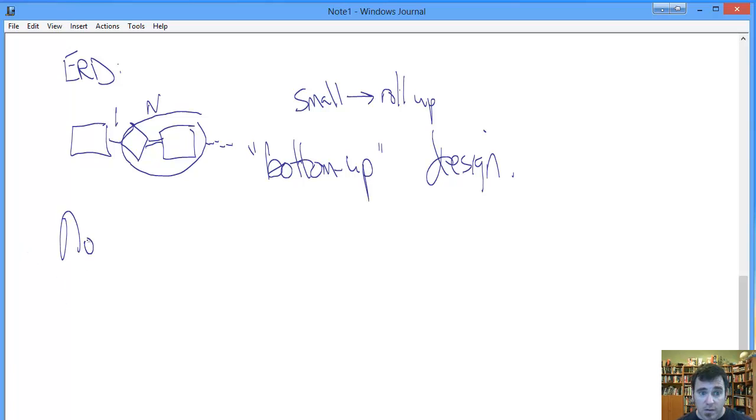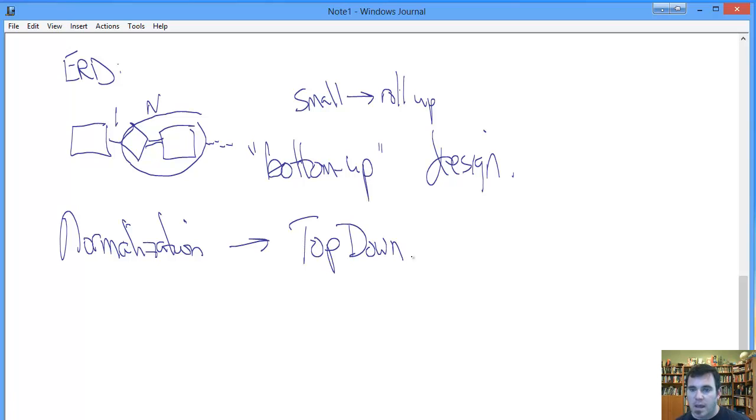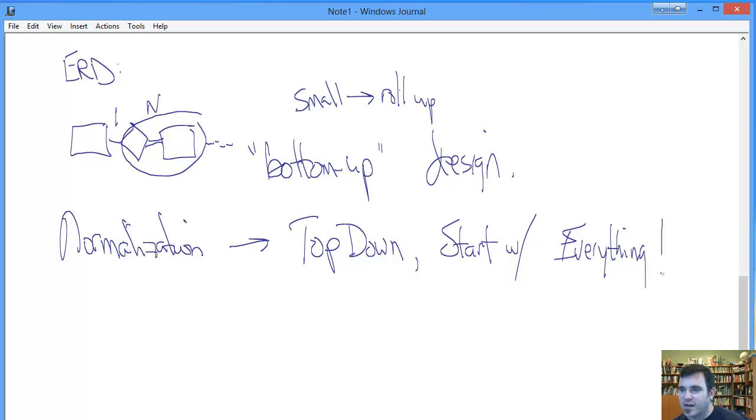Normalization, on the other hand, is top down. And we start with everything, which sounds kind of funny, but so that it doesn't sound funny, of course, we come up with some fancier terminology. And the fancier terminology is so we can feel like we're cool. Universal relation. I like to feel cool. At least once a month, I manage to feel cool for 5 minutes.